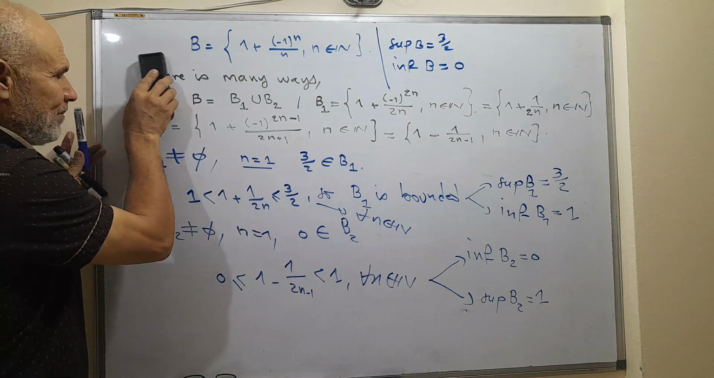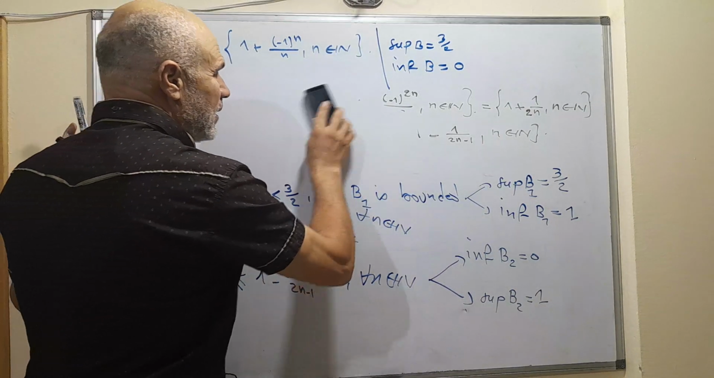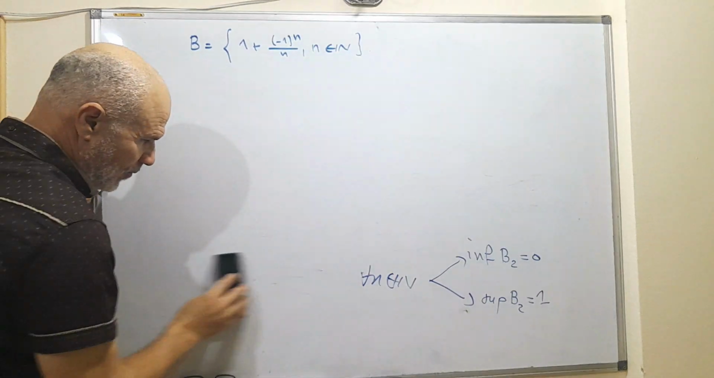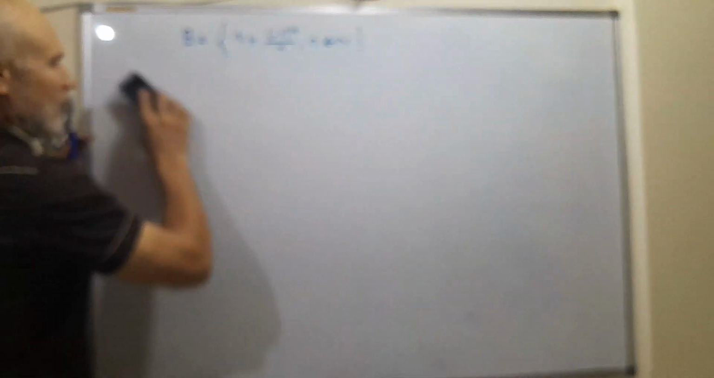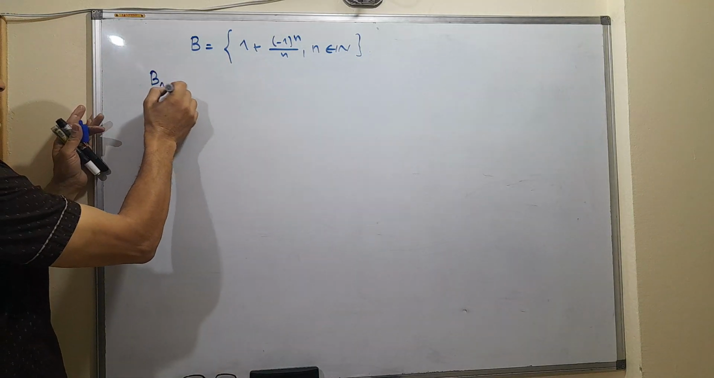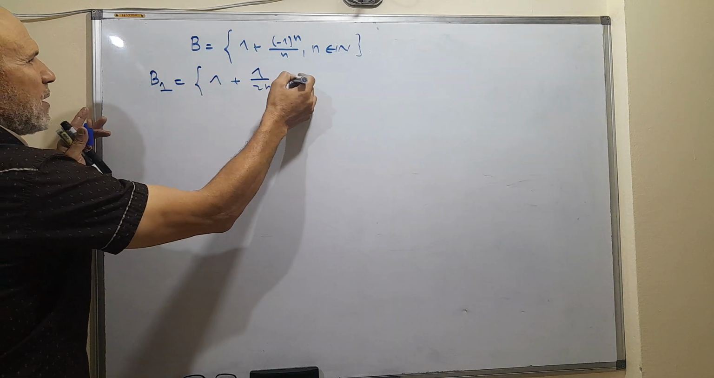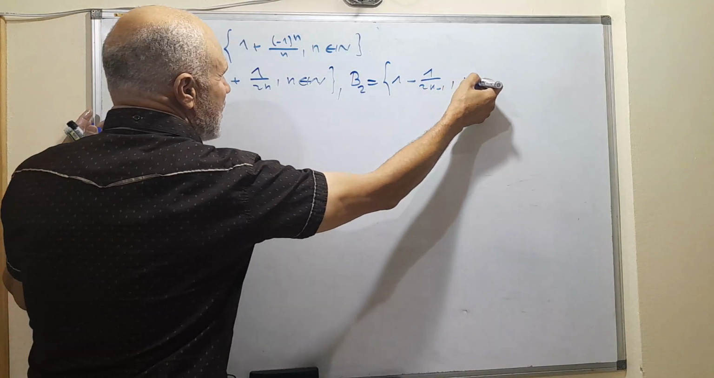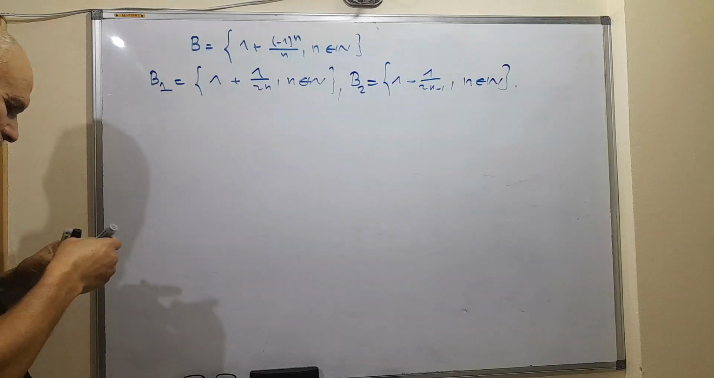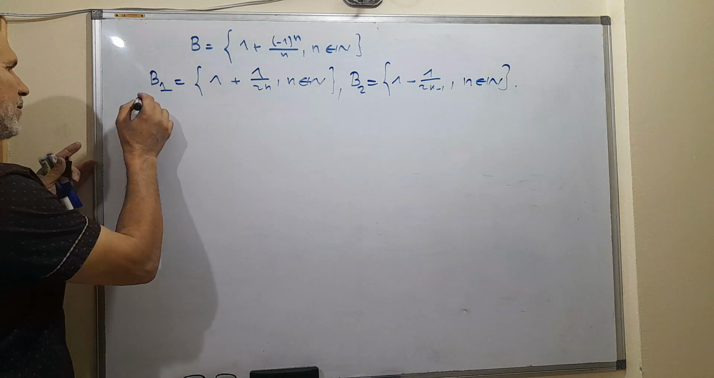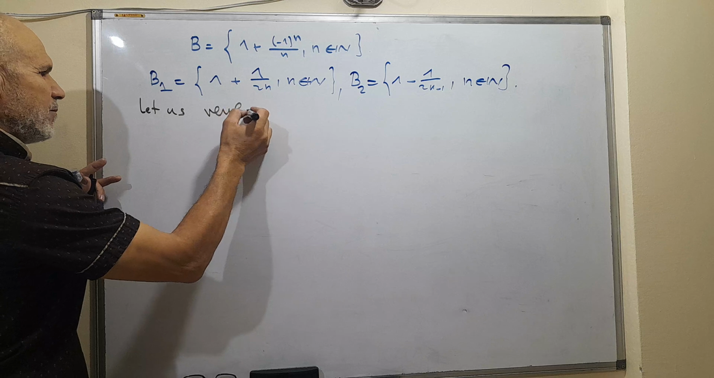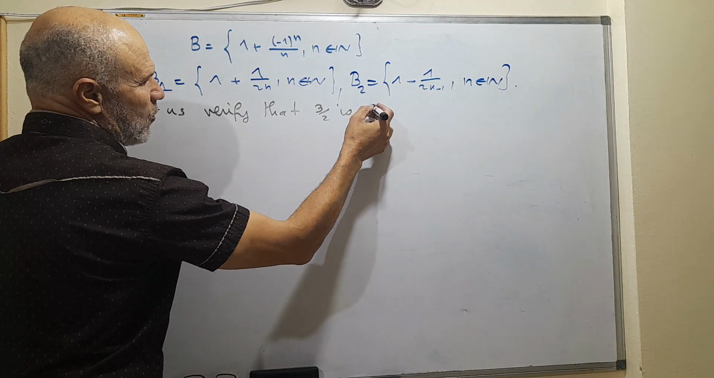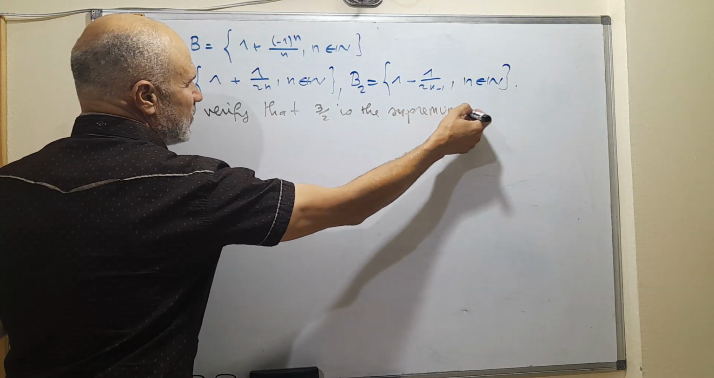I need to clean this place. So B1 is 1 plus 1 over 2n, with n in N, and B2 is equal to 1 minus 1 over 2n minus 1, and n belongs to N. Let us verify that 3 over 2 is the supremum of B1.